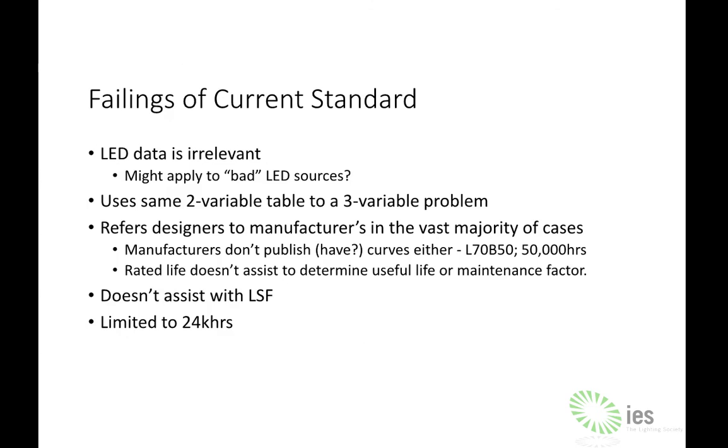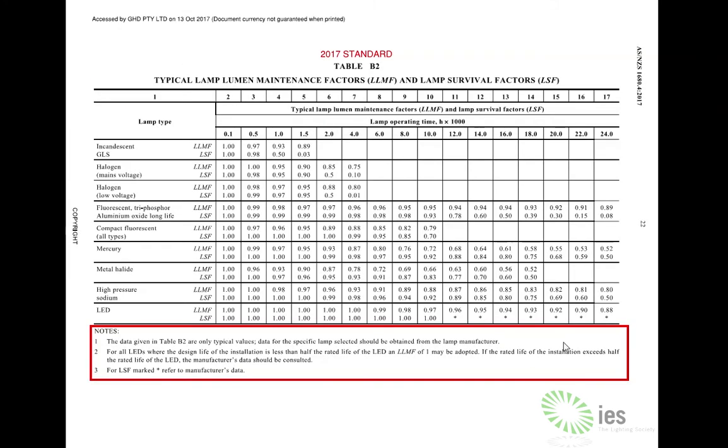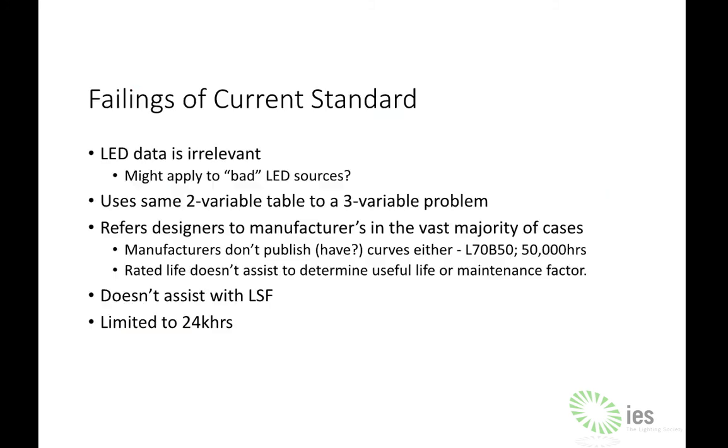Congratulations, whatever. So the failings of the new standard, the LED data, I don't know if you actually read that data there. I just found it completely irrelevant. Like 0.88 at 24,000 hours, is that a good source? Is that a bad source? Generally, it's a bad source. That's how I see it. Maybe it's just to make it so only the bad LEDs get applied to that, and when you get your own data, you only apply it to the good LEDs. But it still uses the same 2-variable table to a 3-variable problem, and it doesn't use the same 3 variables that I've identified are required.